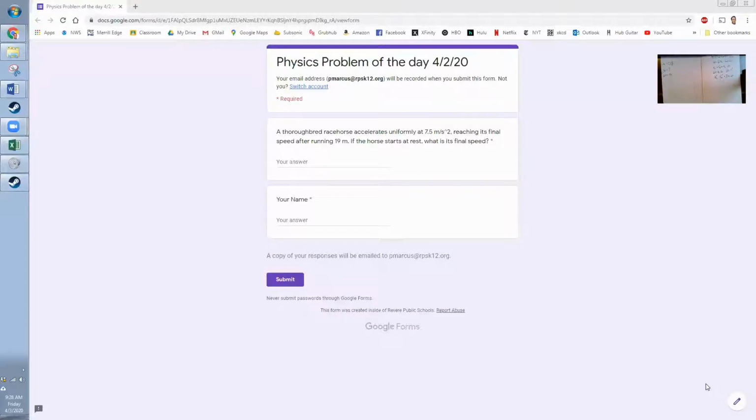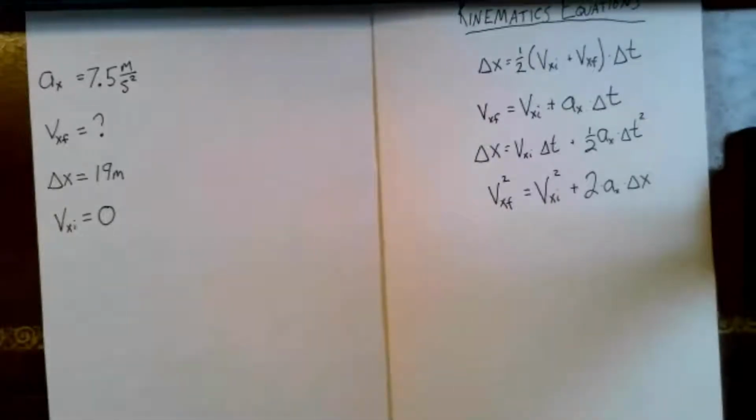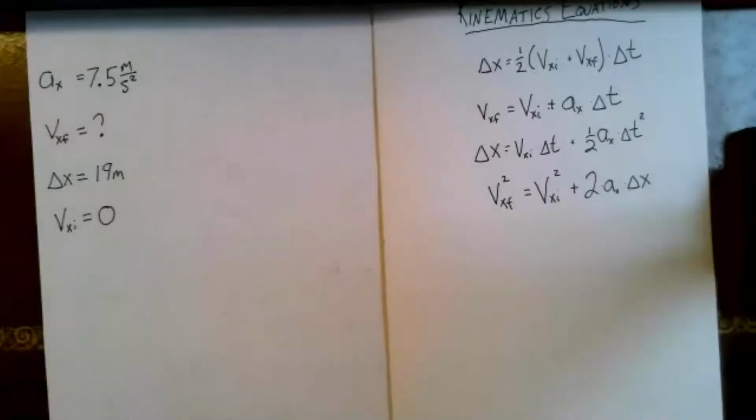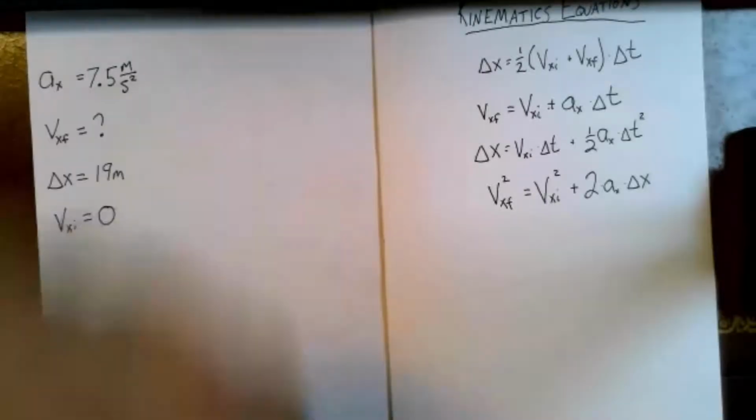And one more given that we can assume is the initial speed, which would be 0. Right, exactly. Our initial speed is 0, right? The horse starts at rest. Good. So we've got acceleration, final velocity, displacement, and initial velocity as our symbols.